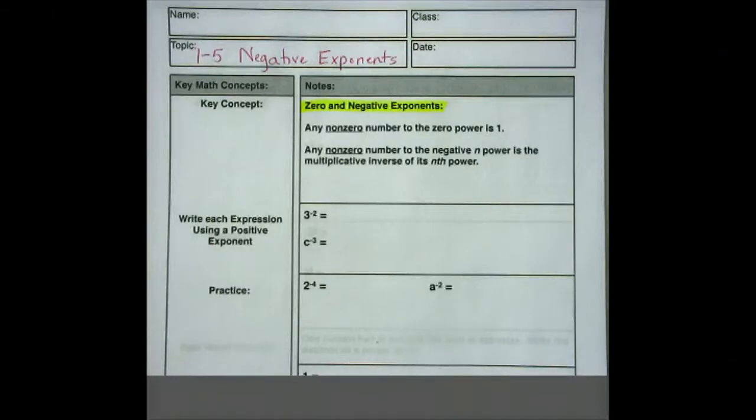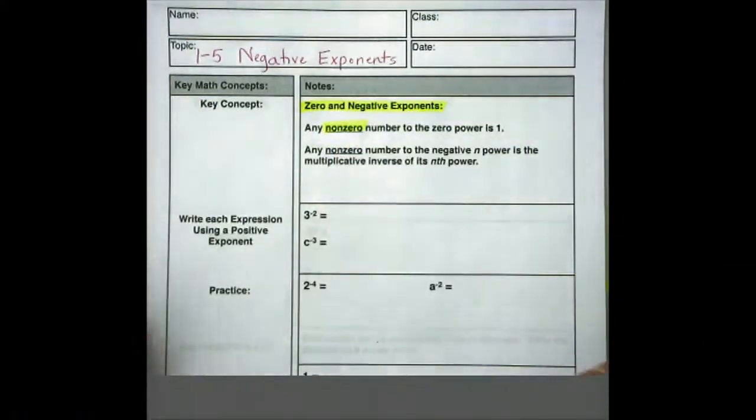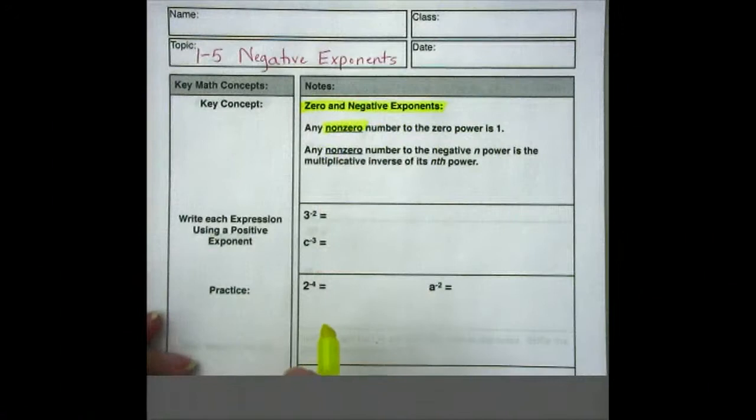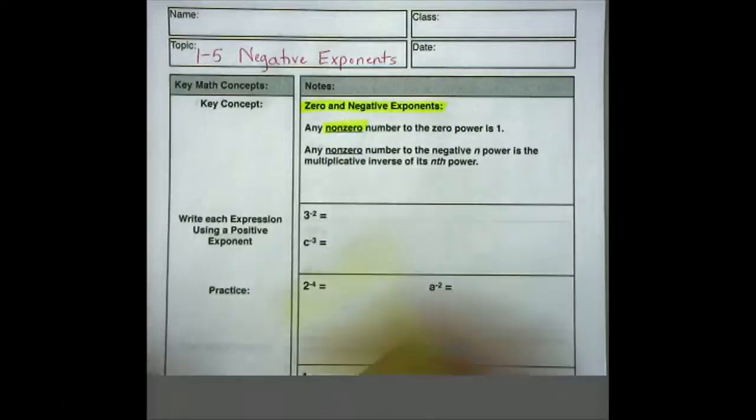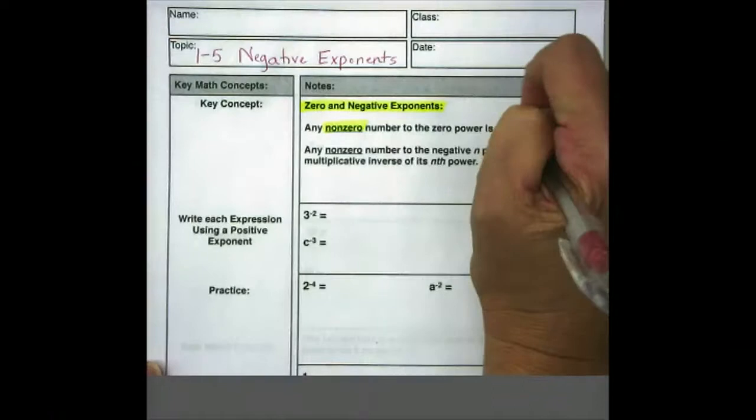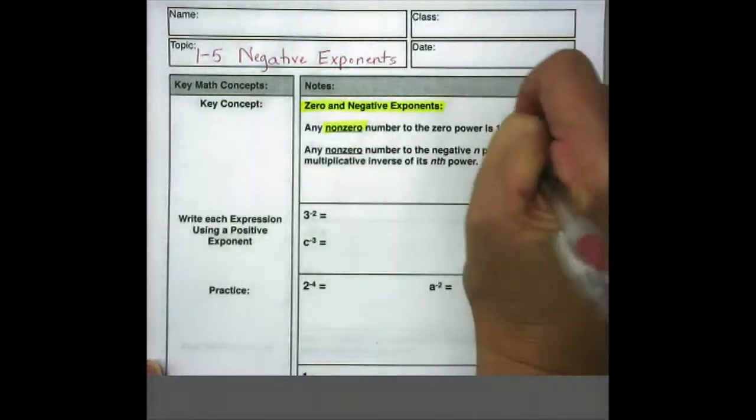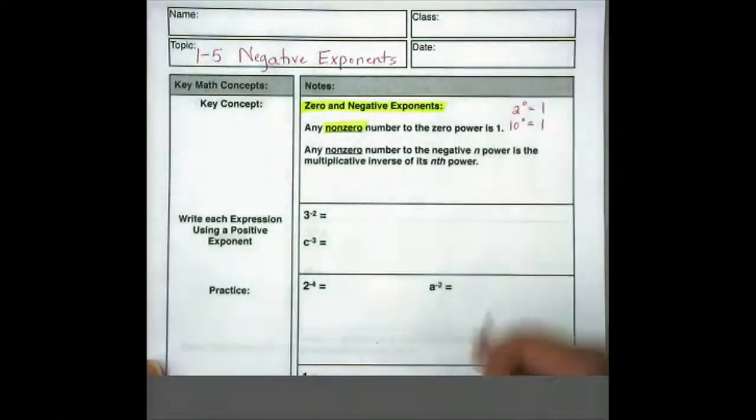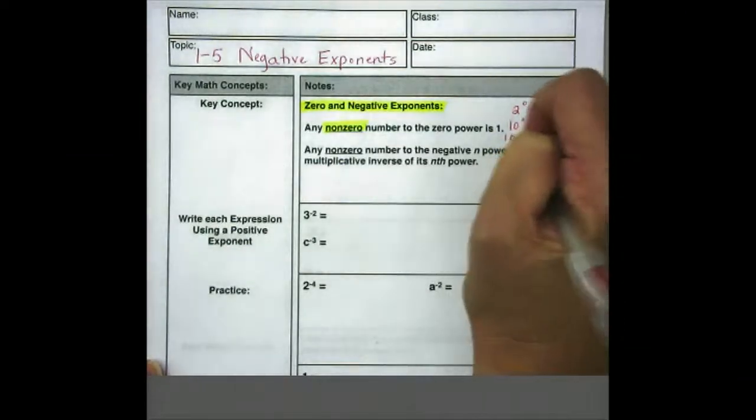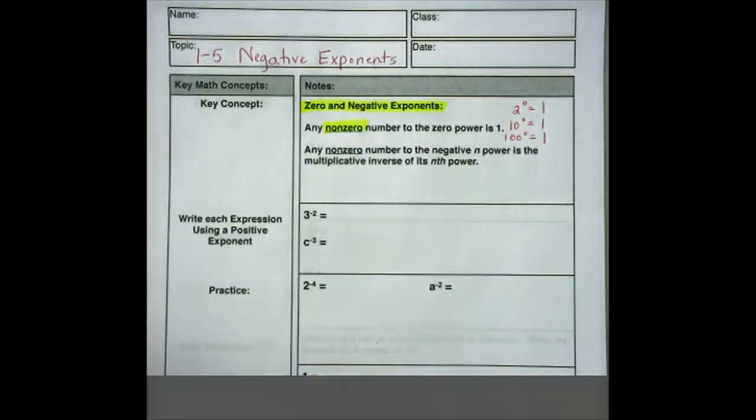So for zero and negative exponents, any non-zero number, so any number other than zero, raised to the zero power equals 1. So if I had 2 to the 0 power, it's going to be 1. 10 to the 0 power is 1. 100 to the 0 power is 1. It does not matter what number we raise to the 0 power, it's always going to be 1.